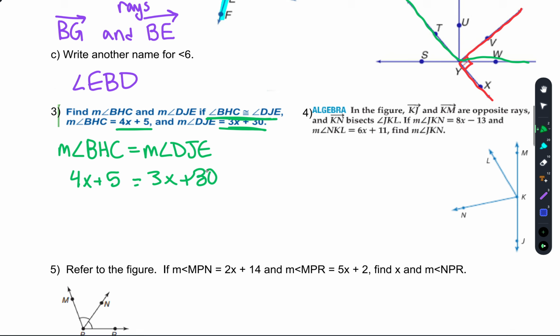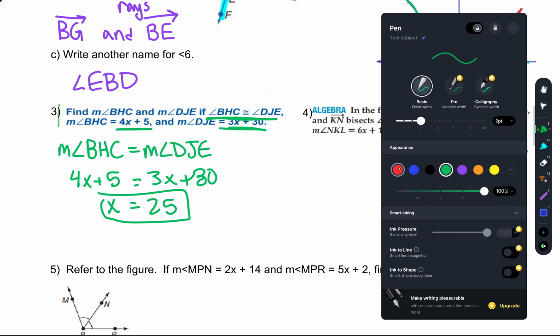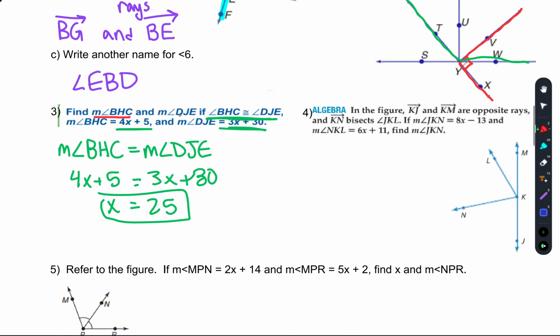This should be a nice, easy solve. I move all my x's to the left. X equals 25. I got to be careful because I'm not quite done. They did ask me to go back and find the measure of these 2 pieces, BHC and DJE. So let's plug those in really quick. BHC is equal to 4 times 25 plus 5, which is 105 degrees.